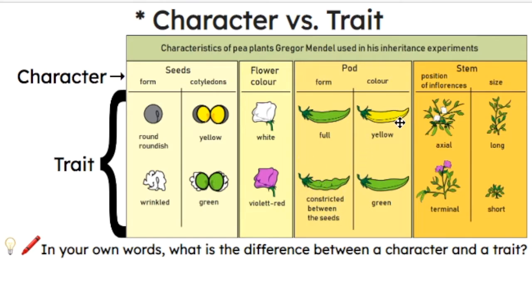Or for the stem, meaning the part where the flowers are growing on the plant, axial means it's growing around the side of the plant, and then terminal means the flowers only come up at the very top of the plant. And then they can be long or short, or tall plants versus short plants. So the character is kind of like the overall category, and then the traits are the specific choices within each category. Go ahead and put the difference in your own words between a character and a trait down here. Take some time, hit pause if you're not ready to go to the next one.